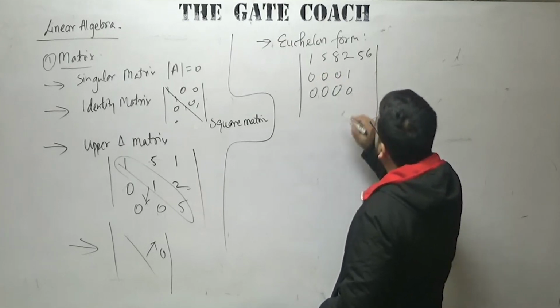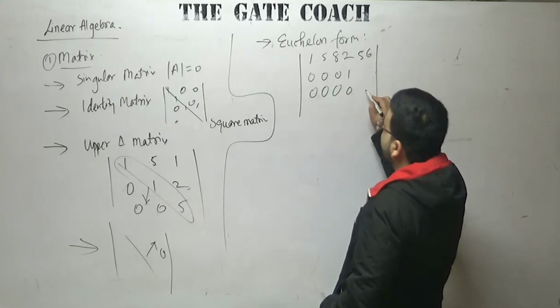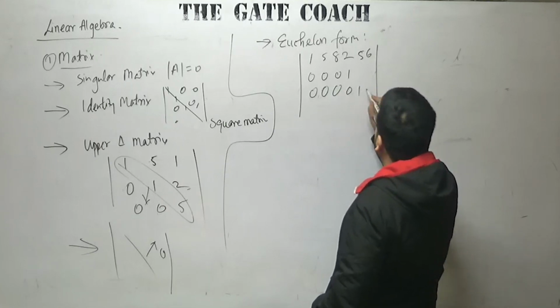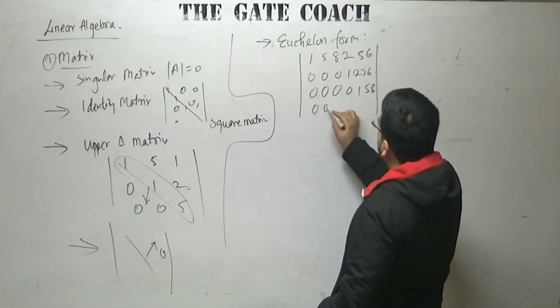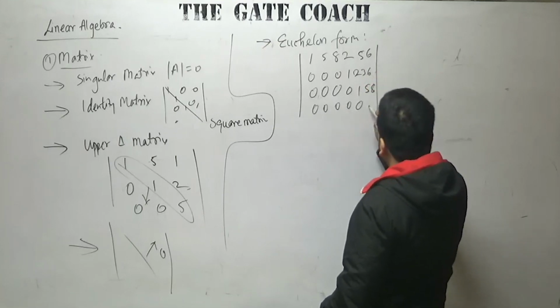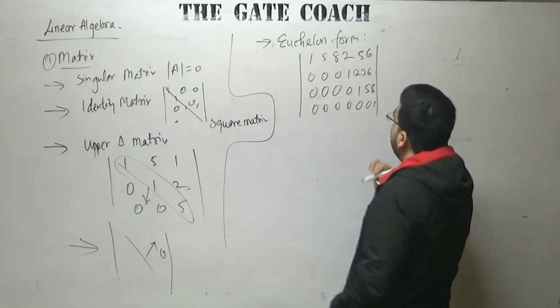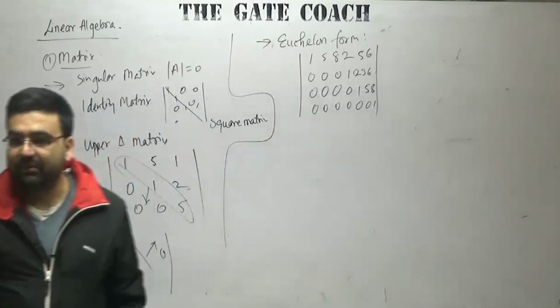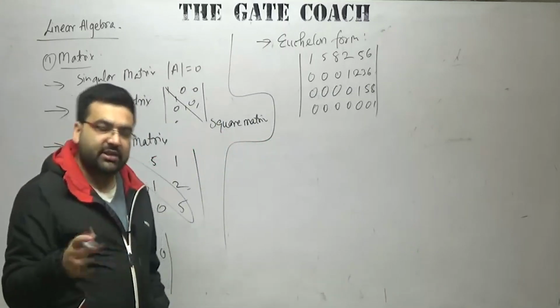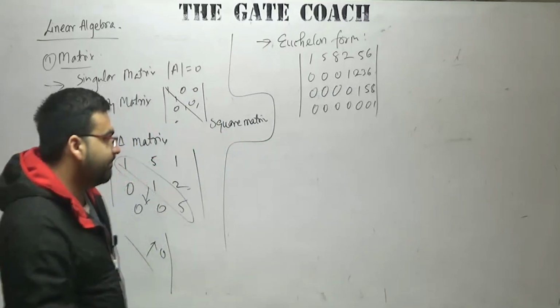From here we should also have 0. But the next element of this row should start with 1. Let us say 1, 5, 8, 2, 3, 6, something. Then 0, 0, 0, 0, 0, and it can be 0 here. But whatever the first element is, that should be 1. This type of form is called Echelon form. It is possible in a square matrix, and also possible in a non-square matrix.